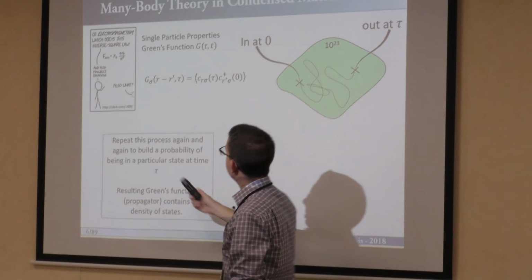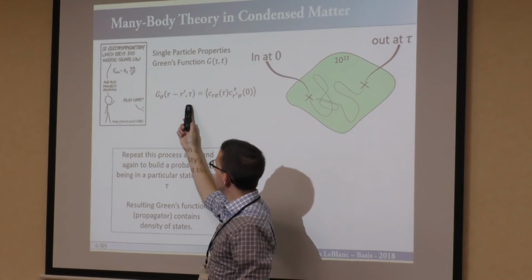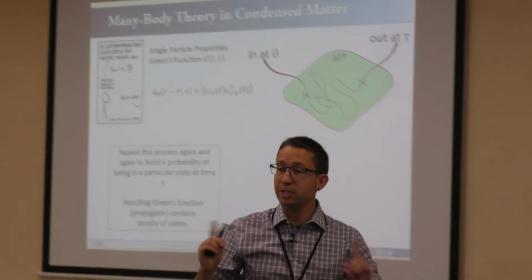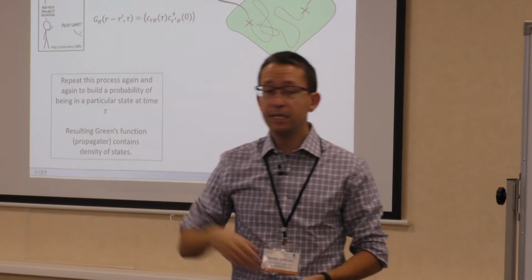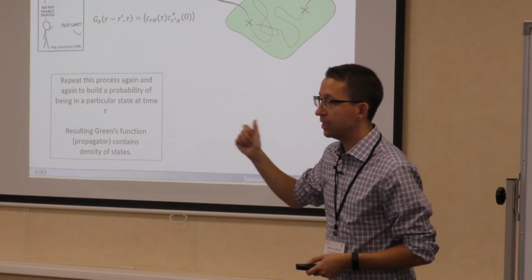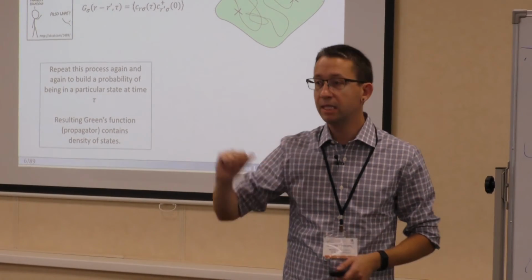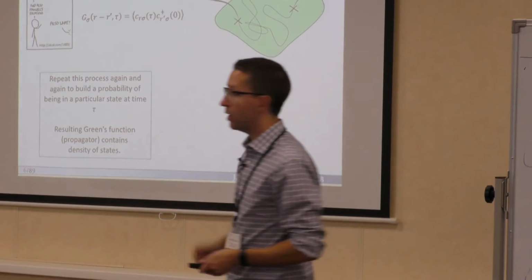The idea of this notation is that we have an operator that has as its arguments 2 different points in space and 2 different points in time. Here's 0 and tau, where tau is some complex time typically. It can be a real time as well. And then we have 2 points in space, r and r prime.